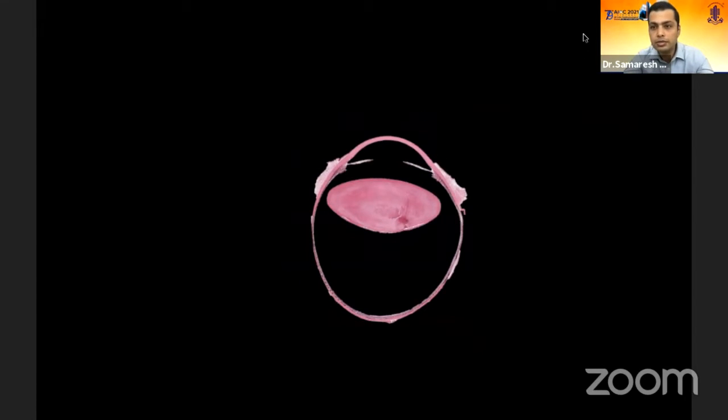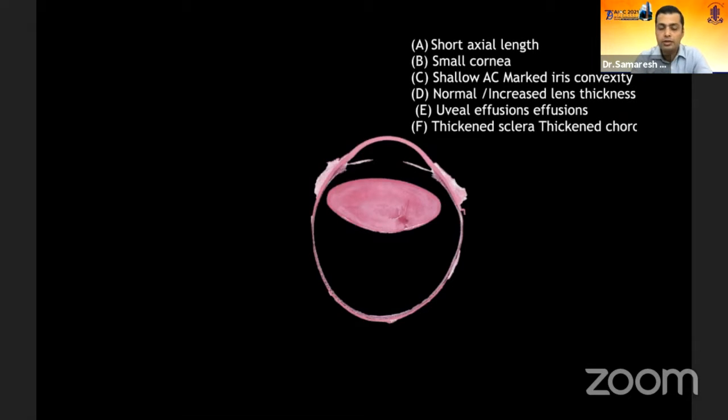When the eyeball gets short, all the structures tend to get short except probably the lens. And that is what causes one of the problems, crowding. So you have a short axial length, a small cornea, a shallow anterior chamber, and the iris is bulged out. The lens is normal or larger in size, but it's definitely not smaller. And these eyes are predisposed to uveal effusions because of a lot of blood flowing through a very small space.